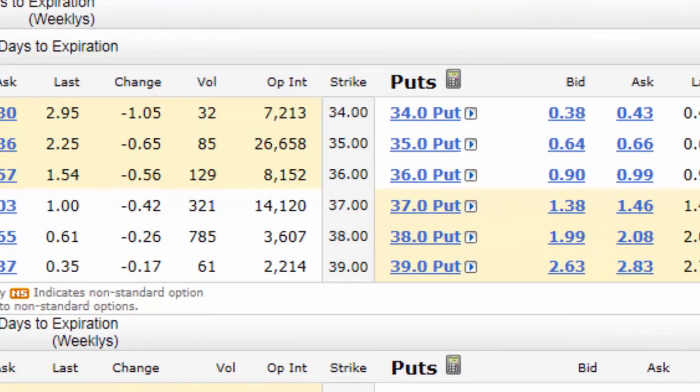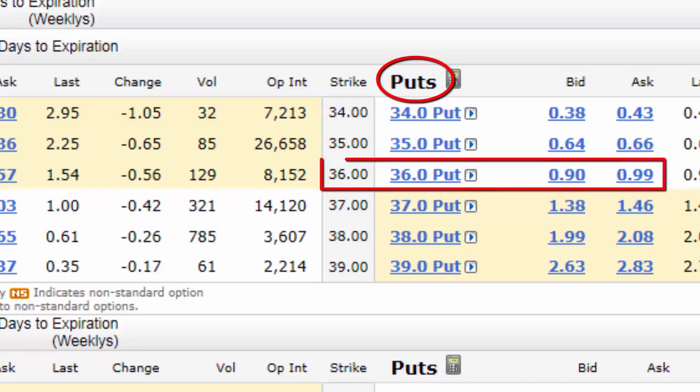So in other words, we would want to go short this share. So the way we would do it is by a put option. Now you'll see here that the 36 strike put option costs 99 cents per option. So in other words, that is an option being 100 units. That'll be $99 per share or per option.